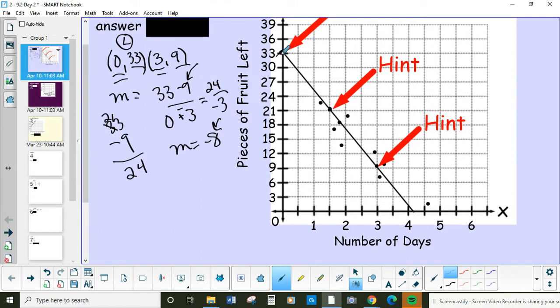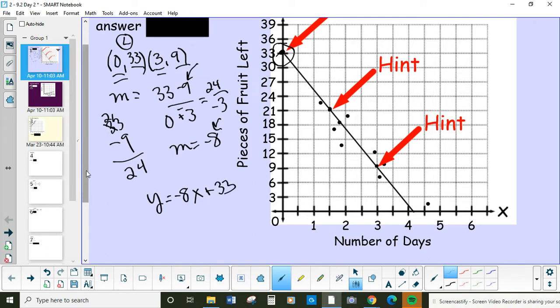Now, we're done because the y-intercept, we can see it right there, it's 33. If you want to take one of these 2 points and plug it into y equals mx plus b, you're going to get 33 either way. But when they give you a shortcut, I want you guys to use it. So you can write y equals the slope times x plus the y-intercept where this line hits the y-axis.